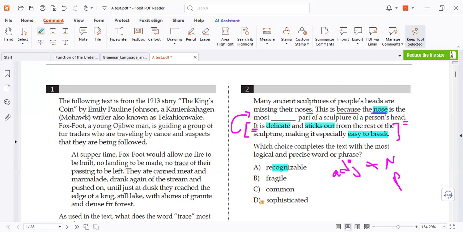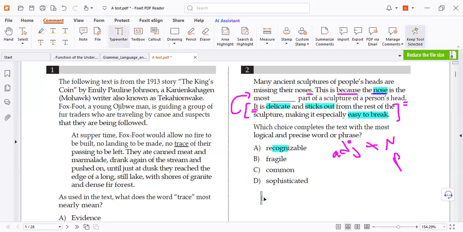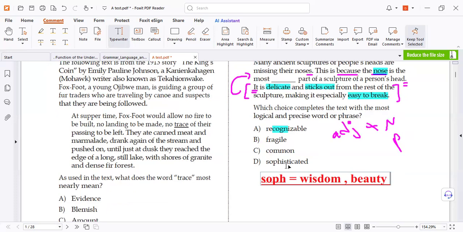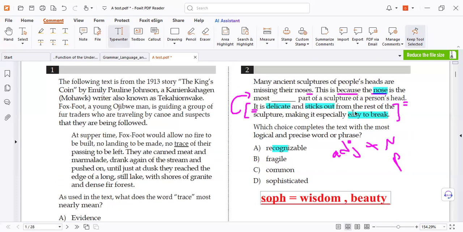No. Sophisticated? Oh, no. We need to memorize soph, as you know from the Latin roots after you study. Soph, we are talking about knowledge or wisdom. Yes or no? So soph sometimes tells you more about beauty. And sophisticated is an adjective. So do we mean that the nose has knowledge, the nose has wisdom? Sometimes, if I say sophisticated, it's something complicated to understand, something that needs a lot of wisdom and knowledge to understand. Okay, but we're not talking about that.